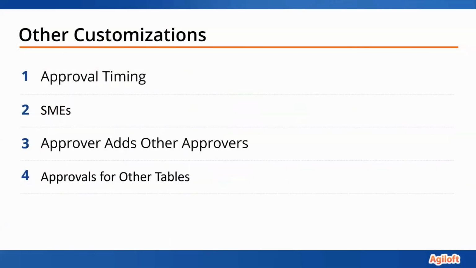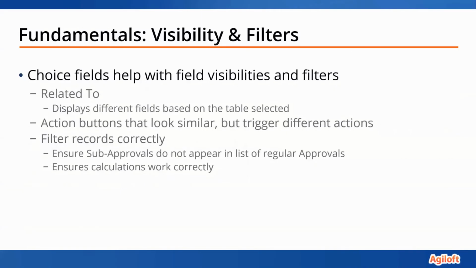To go through these other customizations, the first thing that we need to understand are the fundamentals of how approvals actually work. The first piece we are going to look at are choice fields that help with visibilities and filters. One includes the related to field. This will display different fields based off of the table selected. So we might have contracts, we might have projects, there could be a number of different tables selected, and that controls which buttons appear, it controls whether contract details appear, and much more.